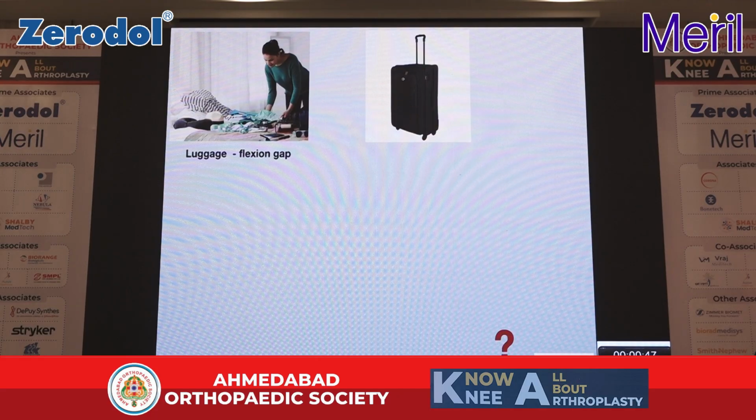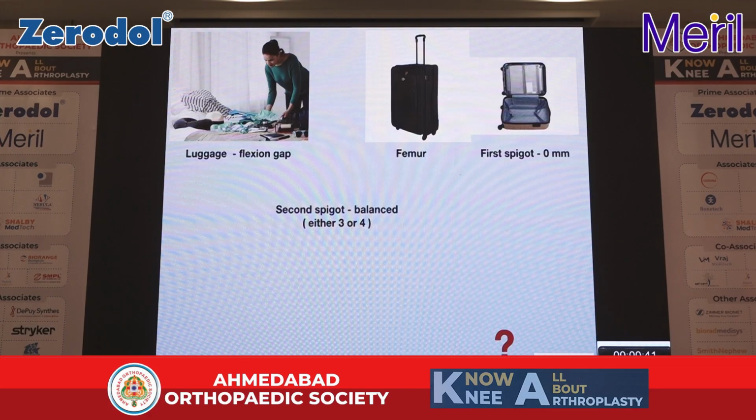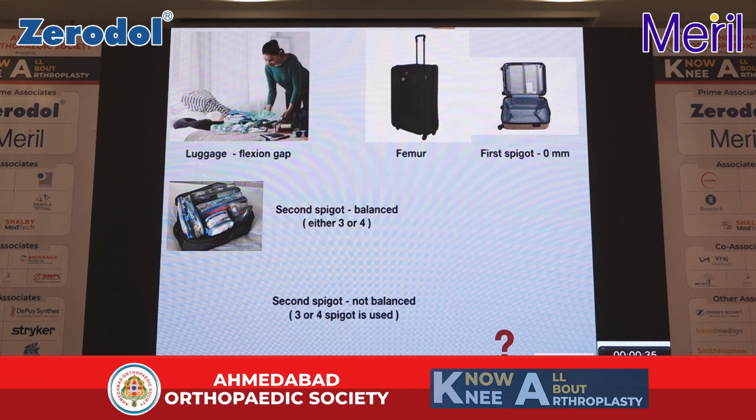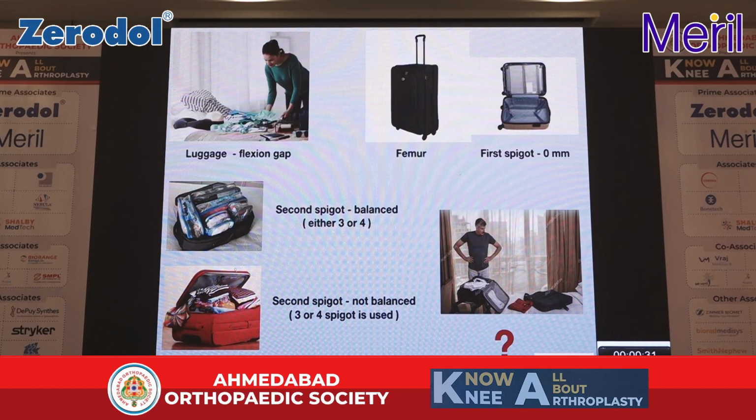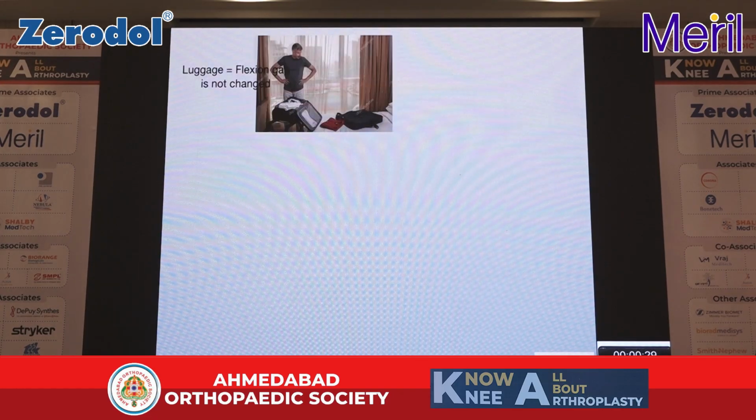So my luggage is my flexion gap, my luggage, this bag is my femur. I do a 0 spigot, I will make it round. It's a gesture to start packing. If you are lucky, you will get away in 2 spigots only. But if you have more luggage at the end, you have a third spigot that you can utilize by 1 millimeter increment.